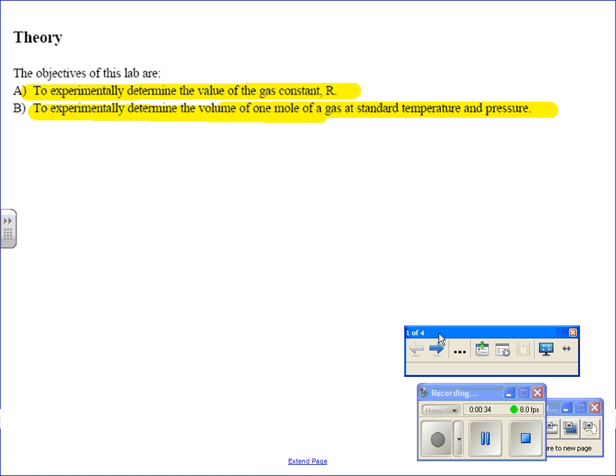So when you're prepping your lab notebook, the first thing you should do is make sure that you have in the upper part the title of the experiment, molar volume of a gas, and the date. Then you would have the objectives. You should have the objectives clearly labeled and know why you're doing a lab every time you step into a classroom.